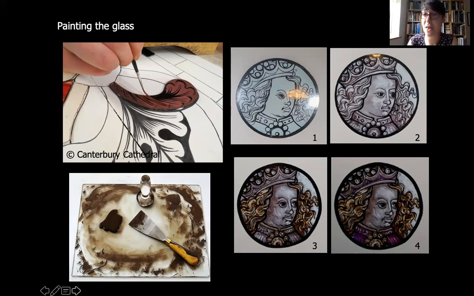And if you remember, that paint has ground up glass in its mix. So when it's fired in the kiln, the paint fuses to the glass surface. So painting on glass, very important. And you can see in those faces on the right that you can build up layers of paint in glass to get some shading, some stippling.